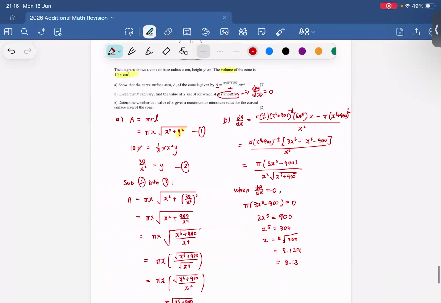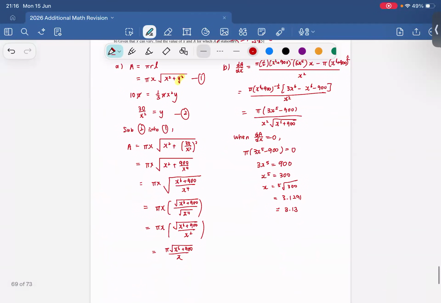Okay, determine whether it is a maximum or minimum. So how do I determine maximum or minimum? Do you want to differentiate this again? I don't think you want to. Then we do the first derivative test, it is easier. So if you're not sure how to do the first derivative test, draw your table.